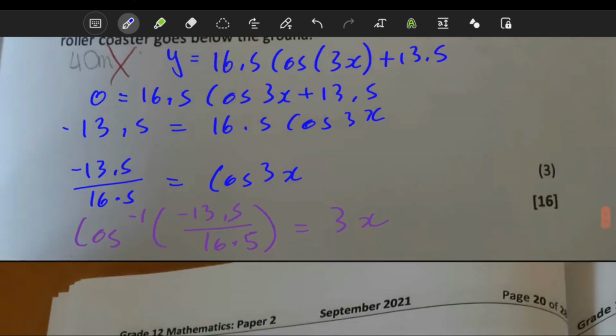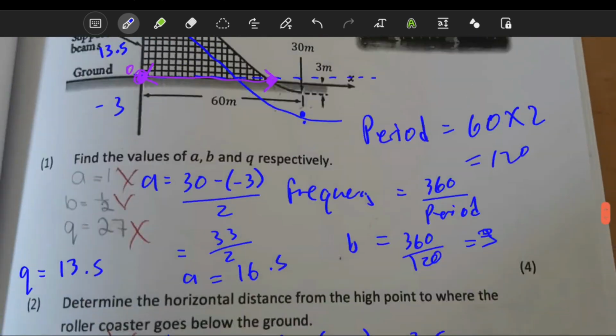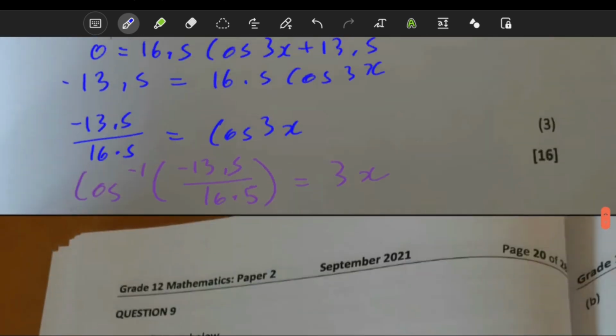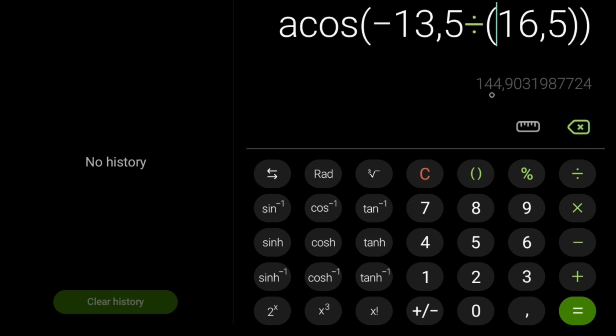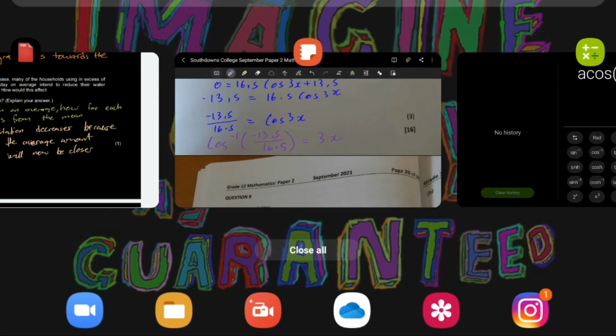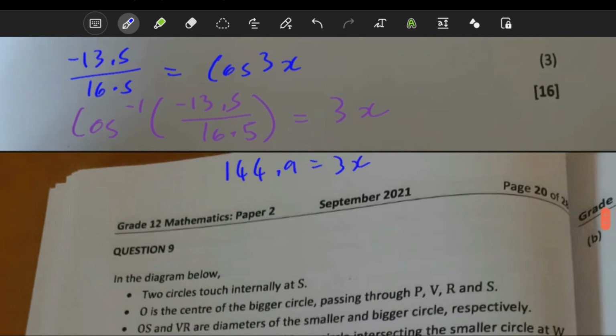So we can just round it to 35.1 for the shift cos part. This is kind of a scary answer, because the whole thing is like 60 days, so how can that be? Wait, no, I made a mistake. This one is not supposed to be a minus. It's supposed to be a plus, so much better. We can round this off to 144.9. So 144.9 equals 3x. If you divide by 3 here, it's going to be close to 50.